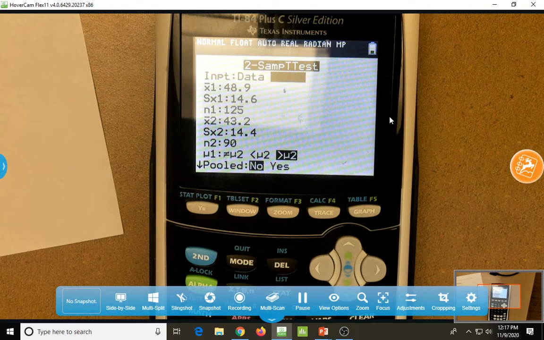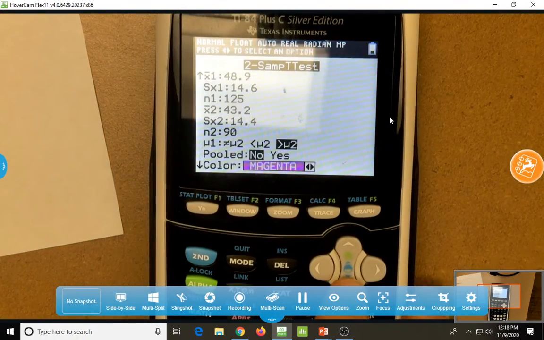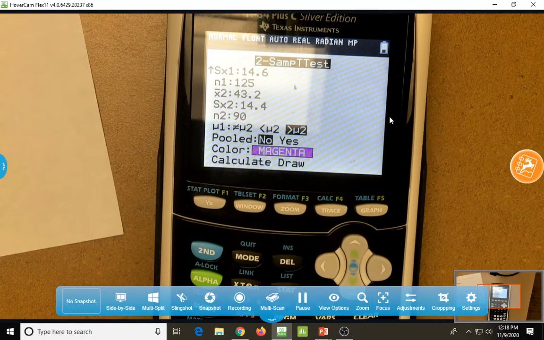And we want our alternative hypothesis to be that mu1 is greater than mu2. Again, I'm not a big fan of pooled data, although you could. In this case, I don't think we would pool the data because it's probably different enough to say that they're not the same. So I will hit no. Magenta is a nice color. And then I could go ahead and calculate this.